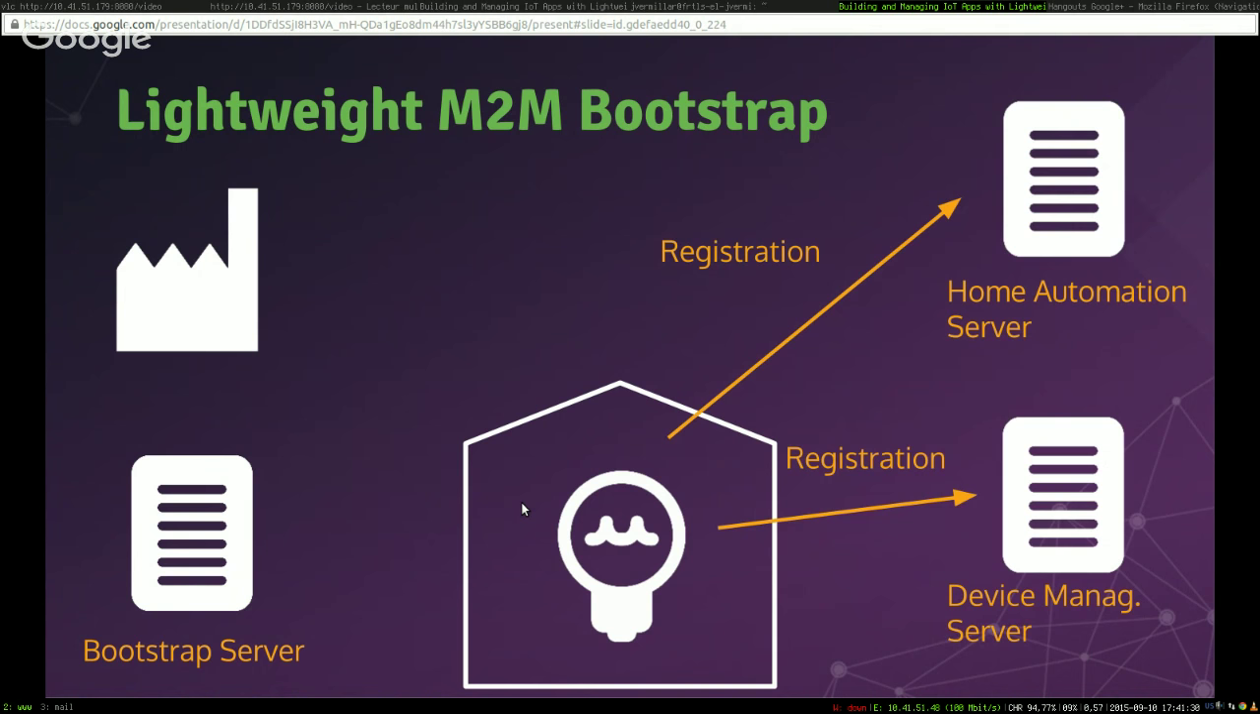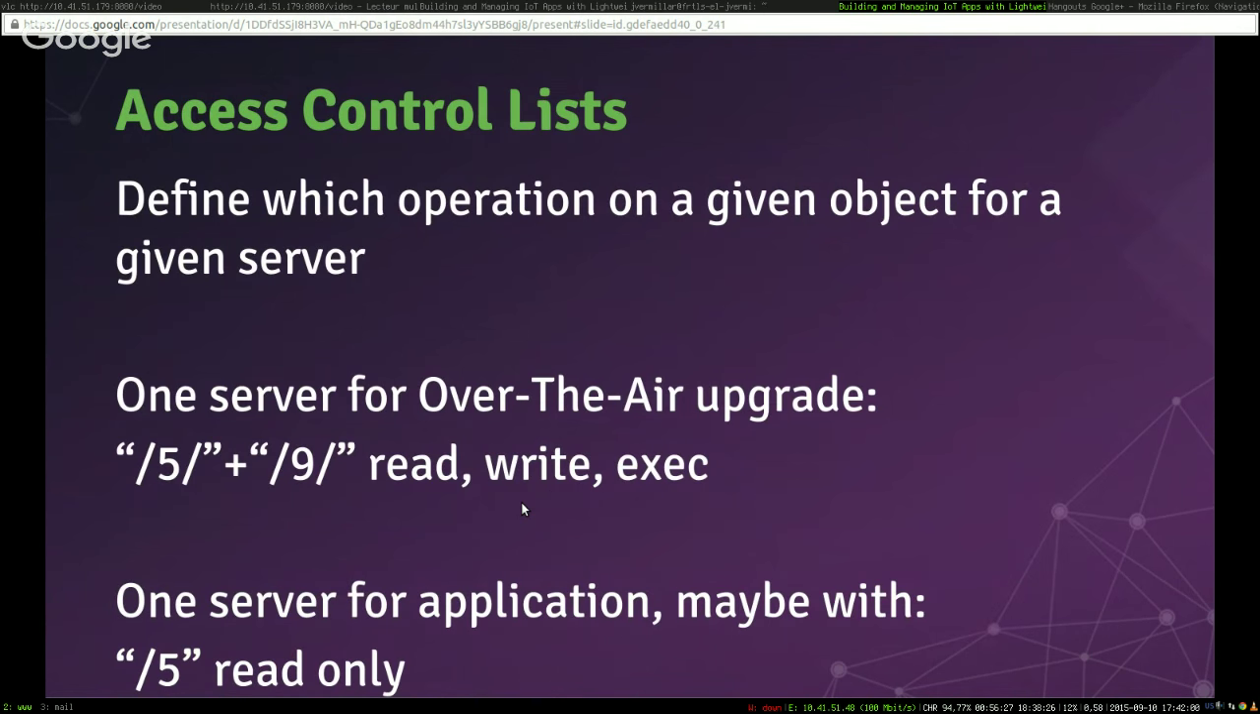Then the device connects to the real application server. Maybe this is a smart lighting application. So the light bulb connects to the home automation server, and also registers on a device management server. Maybe the device management server is in charge of the firmware upgrade, and the home automation server is just in charge of the home automation application.